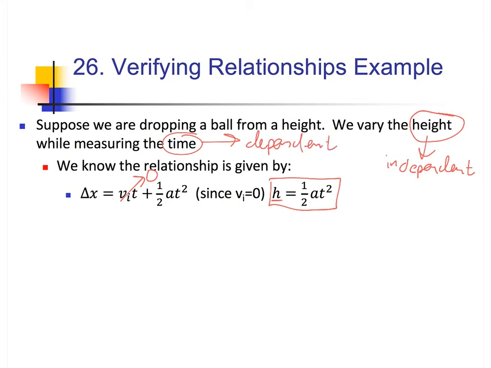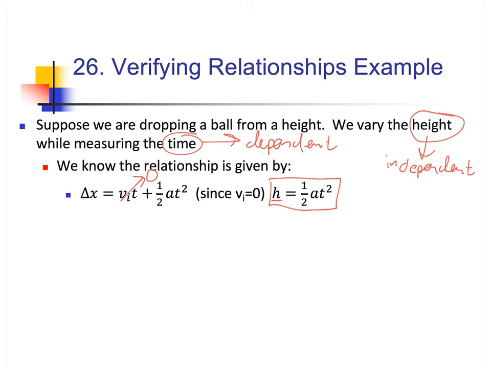We don't say we're going to make it fall for 1 second. We say we're going to drop it from a height of 1 meter. So 1 meter, the height, is our independent variable. Time, which we're simply measuring and is affected by the height but is not something that we directly control, is our dependent variable.